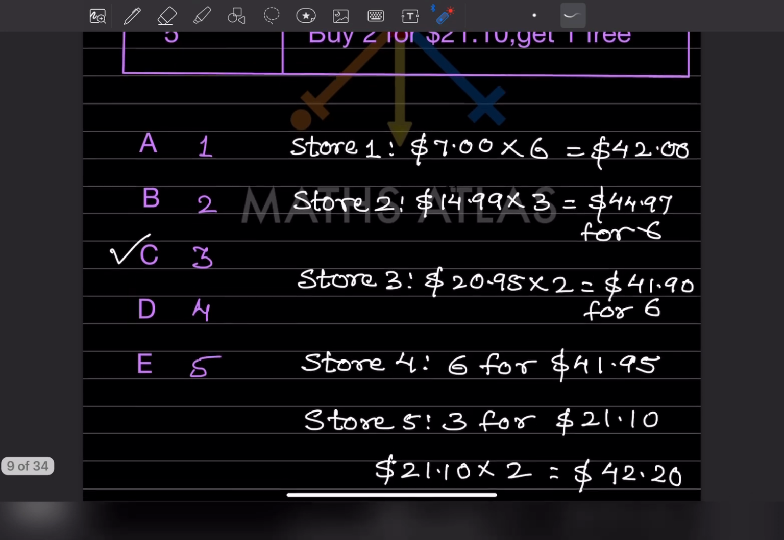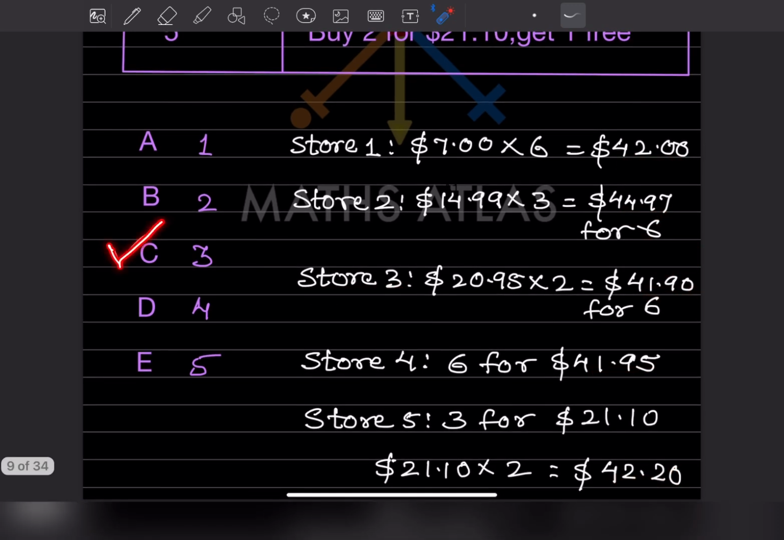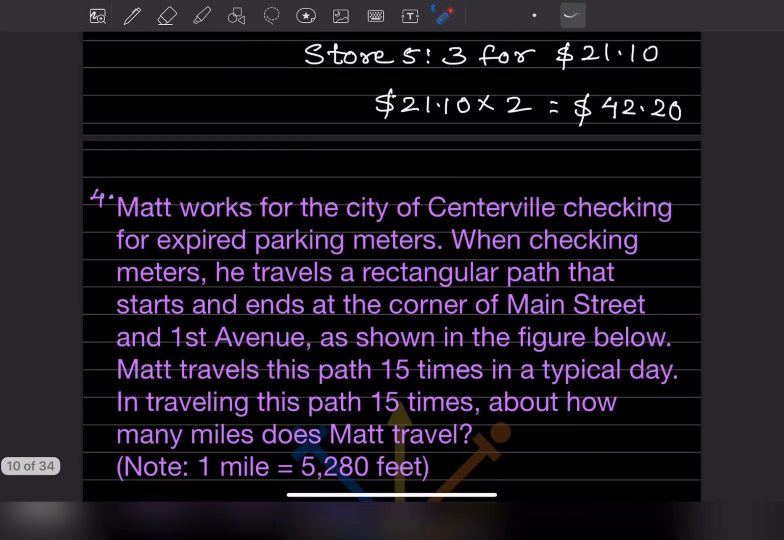So what they have asked is the lowest price for the t-shirt. So now we got these values. Can you check these values now? So from this one, which is the lowest? Lowest is 41.90. So we can go for the 41.90, means the store 3. So we can go with the C option, that is the third one, store 3.